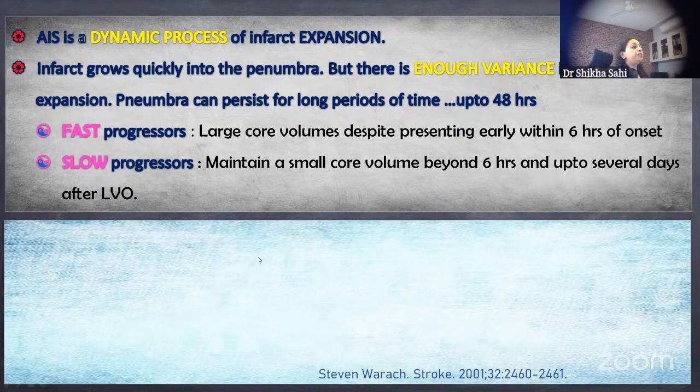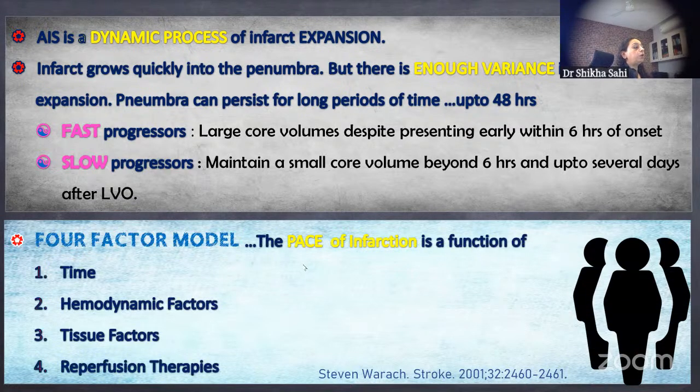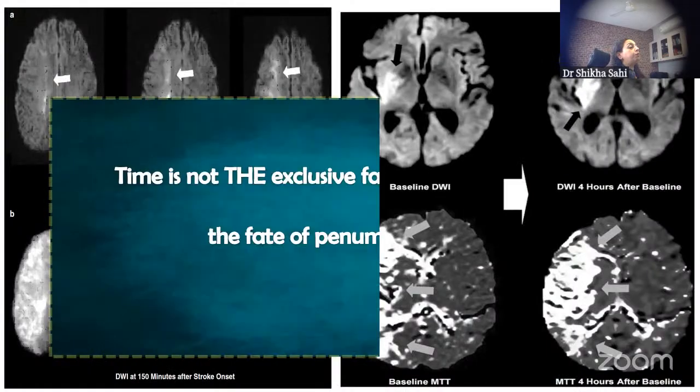So what determines this progression? There are basically four factors which affect the pace of infarction. That is the time and the hemodynamic factors, the tissue factors, and how quickly we have instituted the reperfusion therapies.